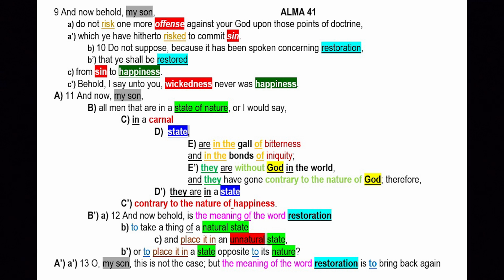Even though they don't say the exact same thing in E and E prime, it is a doubling up of two terms in E, a doubling up of two terms in E prime, that kind of form this idea of being a carnal state is in a state opposite of a state of God. So then he kind of works back out of it. Like I said, the terms match. He's describing the idea of being restored, restoration.